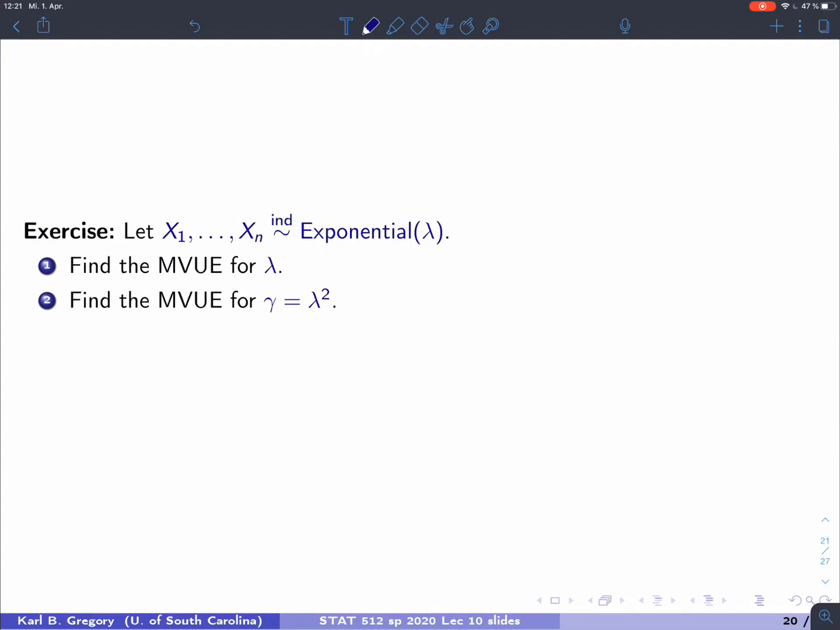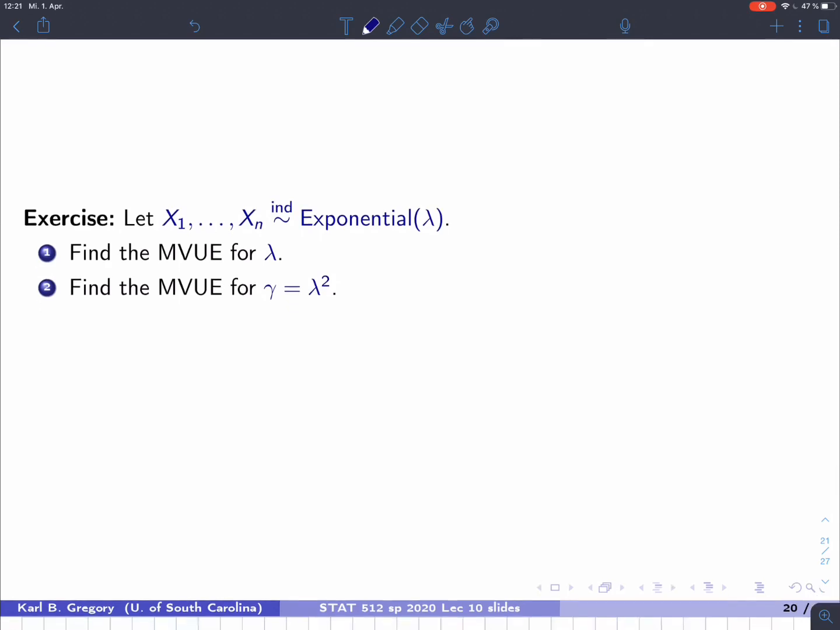Okay, so let's jump into an example. Here we have a random sample, x1 through xn, coming from an exponential lambda distribution. And I want to find the minimum variance unbiased estimator for lambda. That is, I want to find the estimator for lambda which is unbiased and which has the smallest possible variance.